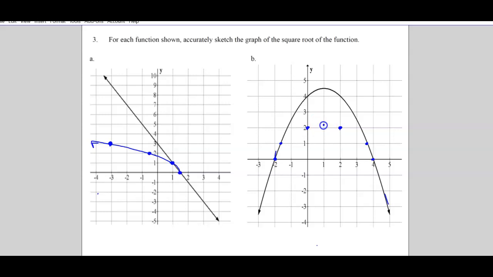So 2.12, kind of about there. And again, try to make it obvious that these are above. And use pencil, because sometimes you'll have to try it again.